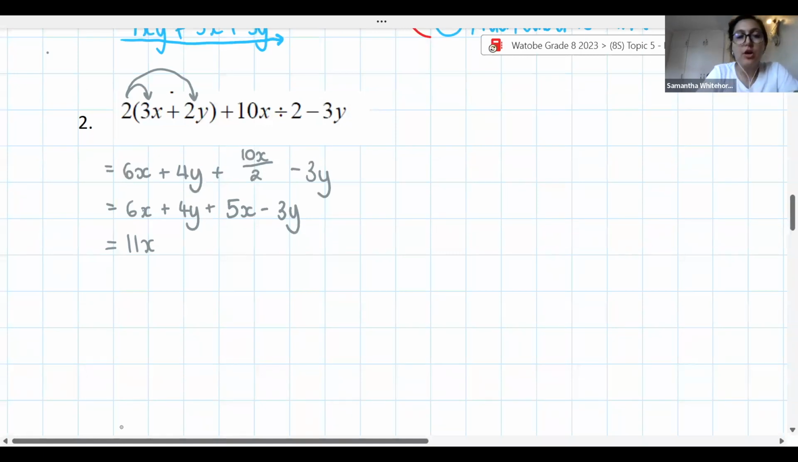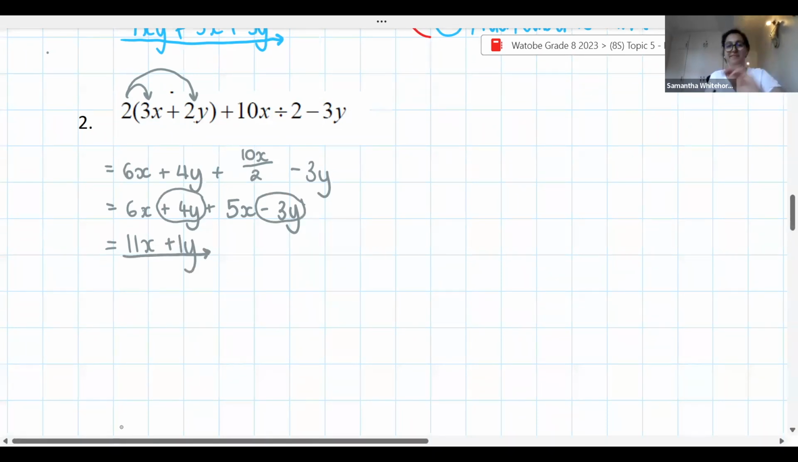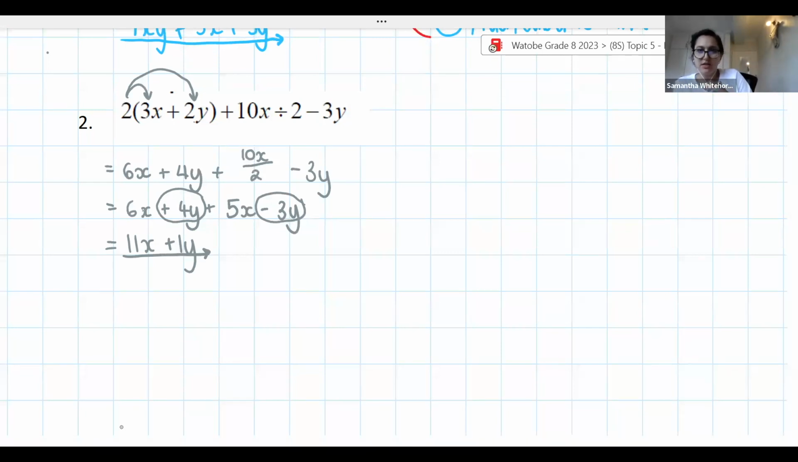Okay, cool. So remember we said that the 2 times the 2y gives us plus 4y. So plus 4y minus 3y is positive 1y. Oh, so I just got a negative. Yeah, but that's okay. And you know where you went wrong? Yes, ma'am. Good, well done. That's what I like to hear. Excellent, Shana, well done.